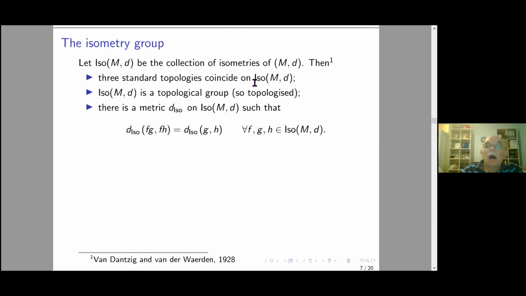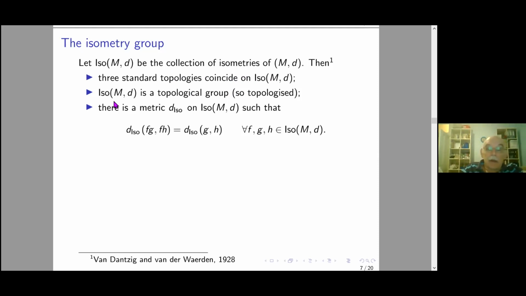So when we have a collection of mappings of a space to itself, we can put different topologies on it. One of them is the so-called pointwise convergence topology. One is called the compact open topology. And another one is the topology of uniform convergence on compact sets. But all of these topologies end up being the same thing on this group of isometries. And so somehow that seems to be the right topology to use. And then with this topology, it's a topological group.